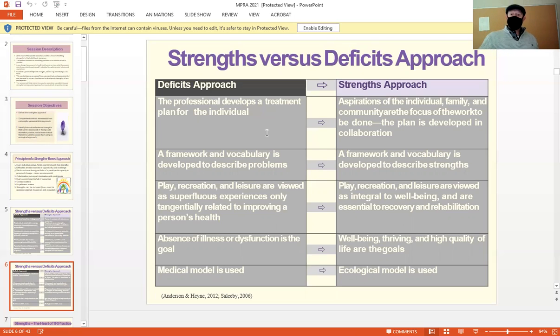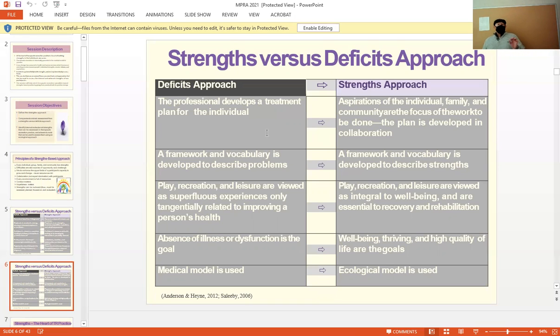play, recreation, and leisure are, as it says here, integral to well-being. And some people play more than others. Some people's recreation and leisure, everyone's is different, right? But we all have to recharge. We all have to do things that we enjoy to maintain our sanity. It's the way that I look at that. They are essential, as it says here, to recovery and rehabilitation.